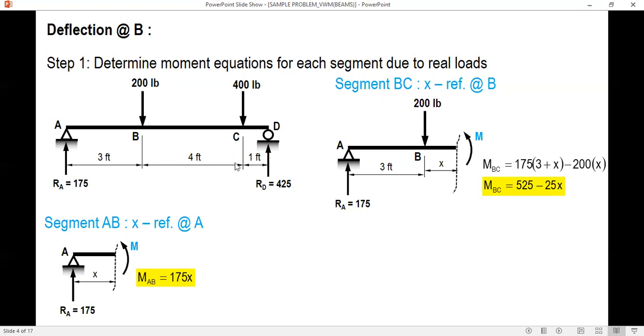Now, for the last segment, the usual reference is the rightmost point, or for this one, it's point D, for simplicity.